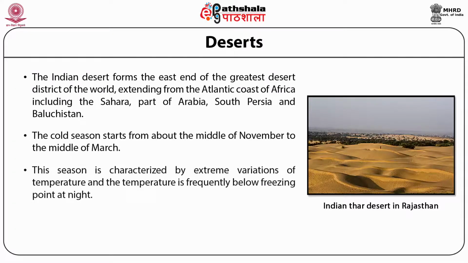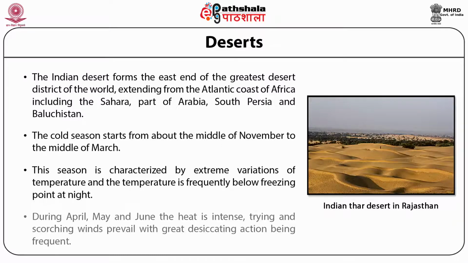This season is characterized by extreme variations of temperature, and the temperature is frequently below freezing point at night. During April, May, and June, the heat is intense, trying, and scorching winds prevail, with great desiccating action being frequent. The relative humidity of the atmosphere is always low.